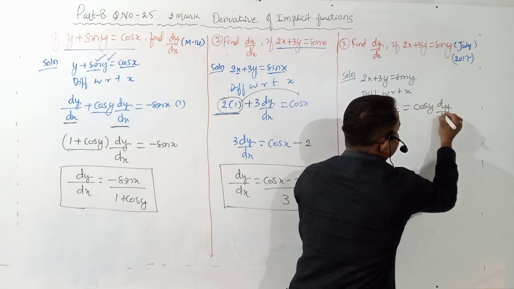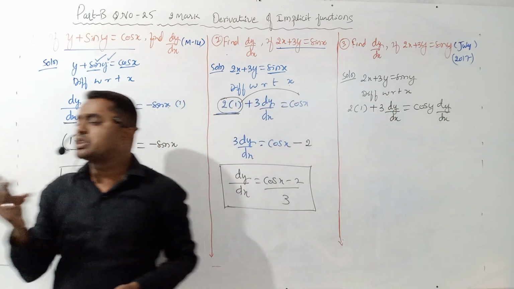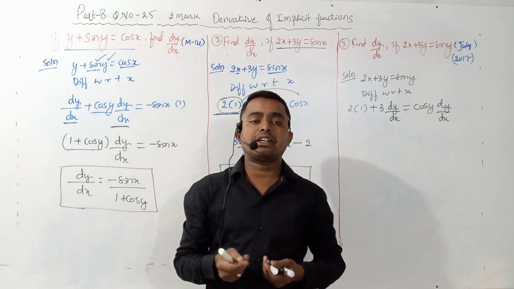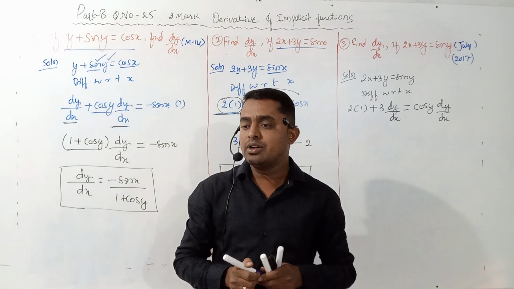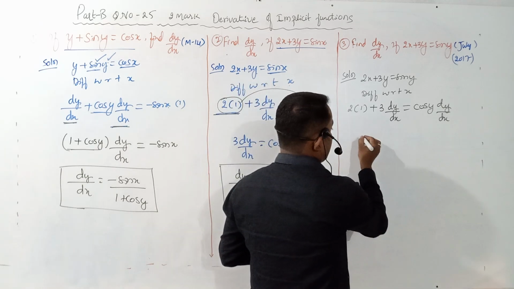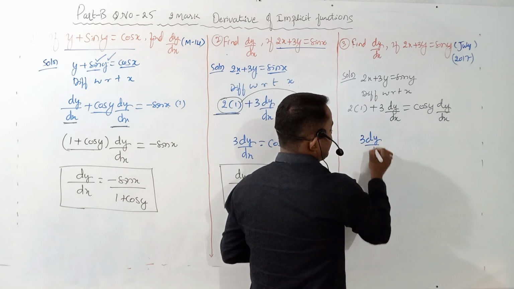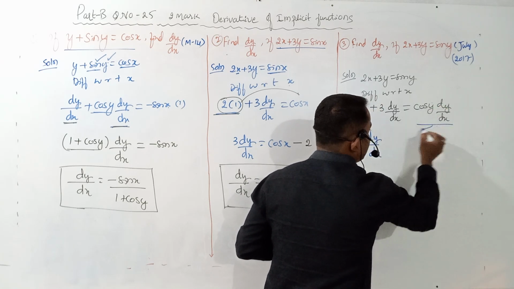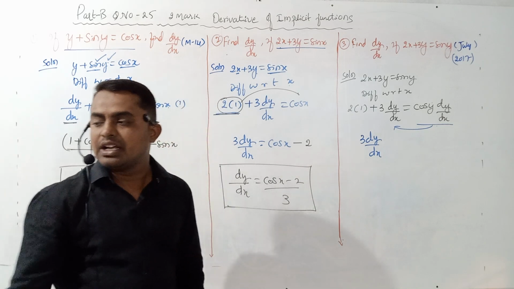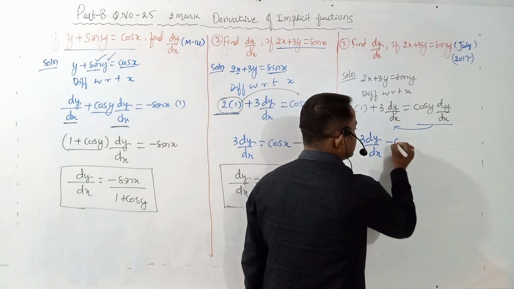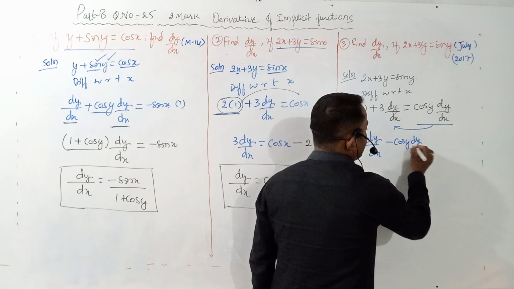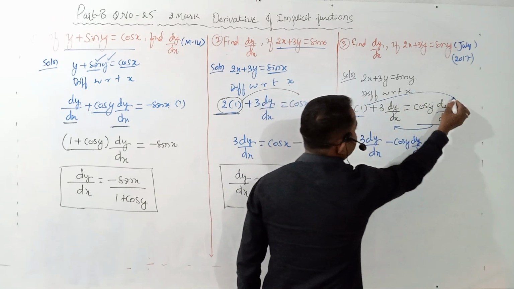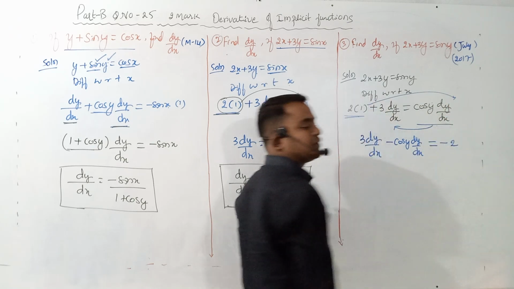See here, there are two terms of dy by dx, so we have to collect these two terms on one side. I am writing first 3 dy by dx, and this term I am bringing to the left hand side. It will become minus cos y dy by dx is equal to 2 ones are 2. I am transferring this term to the right side, that is minus 2.